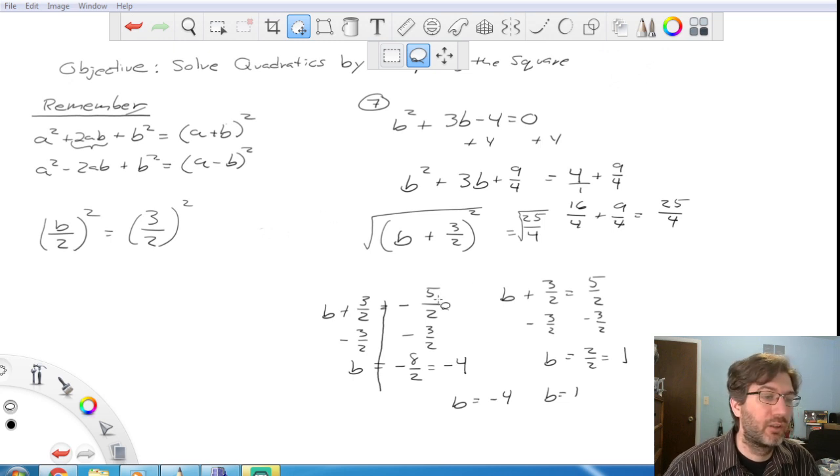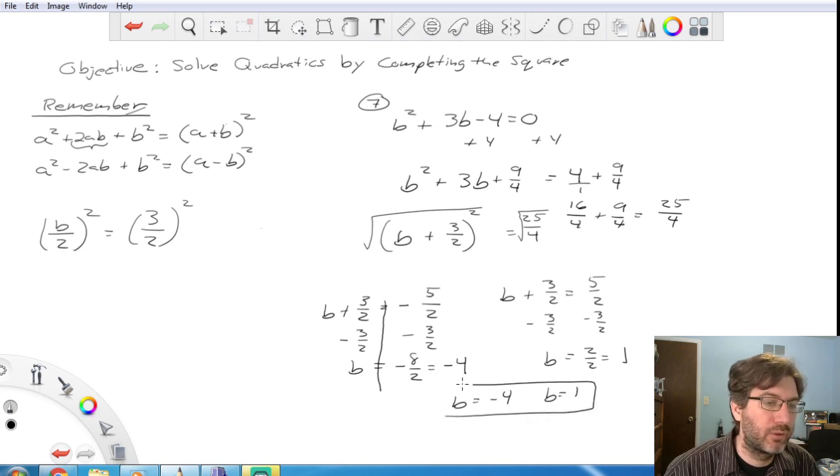So over here, you get your answers of b equals negative 4 and b equals positive 1. So again, it is just by completing the square, and it gets that name actually from your area definition of multiplication.